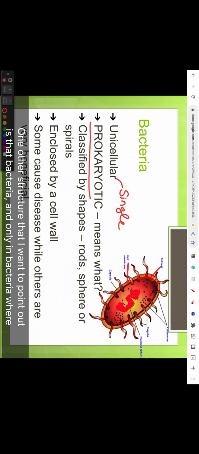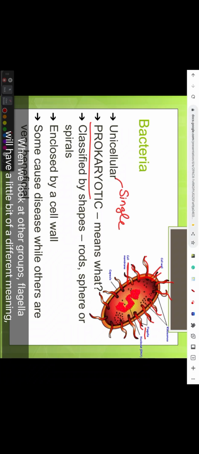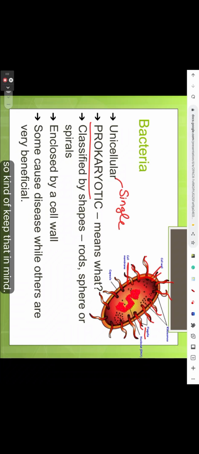bacteria, and only in bacteria, where you see all these little hairs that are labeled, those are called flagella because they're a single long strand of hair that many bacteria have. When we look at other groups, flagella will have a little bit of a different meaning, so keep that in mind.